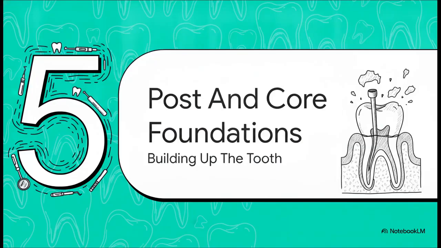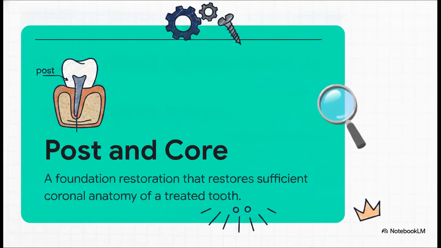Number 5. Post and core foundations. Now we're looking at a true foundational emergency. A post and core is a foundation restoration used to build up enough tooth structure to retain a future artificial crown. The biomechanics going on here are just brilliant. You have a dowel, that's the post, which acts as the screw component, inserted right down into a treated root canal. Then you have the core, which is the retentive component built directly on top of that post to replace the missing bulk of the tooth.